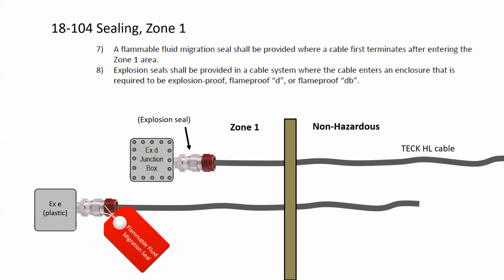Let's look at subrule 7 and 8, flammable fluid migration seal. This is required on a cable when it first terminates after entering the zone 1 area. Explosion seals are provided in a cable system where the cable enters an enclosure required to be explosion proof. So here's a junction box that's explosion proof, and here's one of those plastic explosion protected junction boxes. This one only requires a flammable fluid migration seal. This one requires an explosion proof seal.